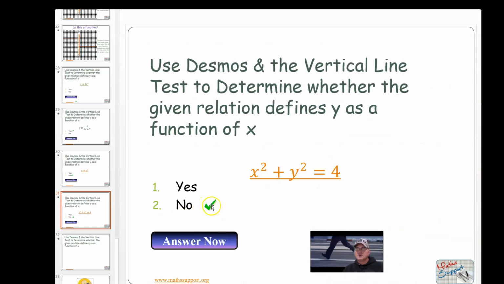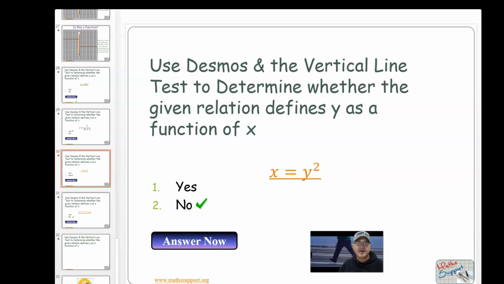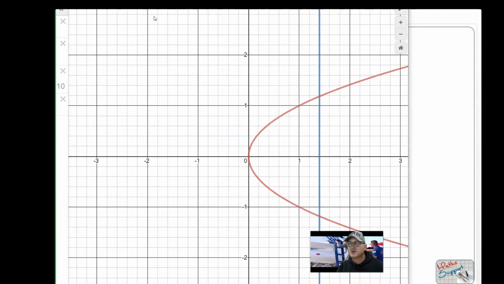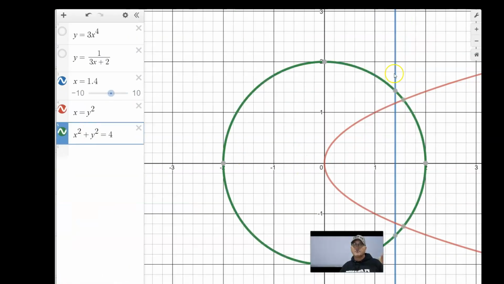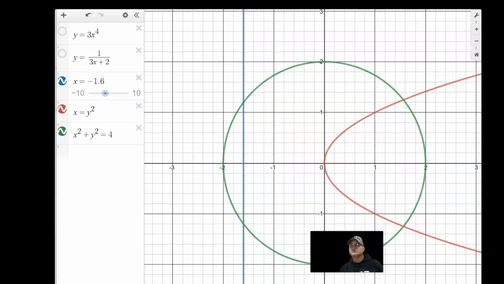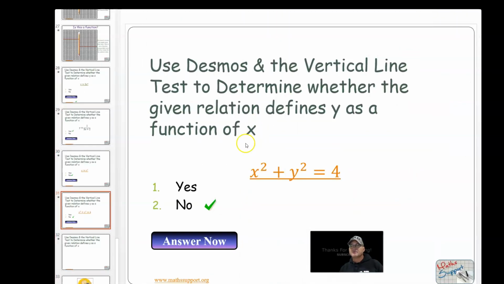And the next one is x squared plus y squared equals 4. Is this a relation that defines y as a function of x? So if we go back to Desmos, we type that equation in, and you can type it in just the way that you see it, squared, and we get a circle. And a circle is not a function. So y is not a function of x for that last example.